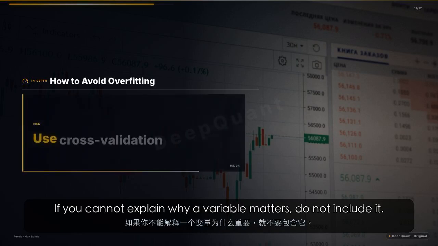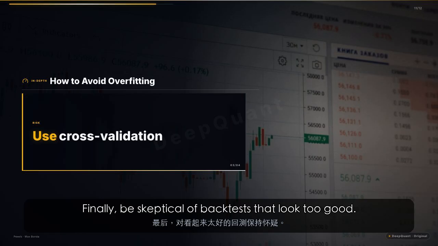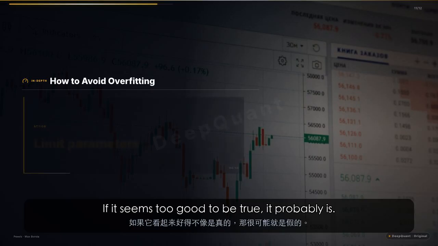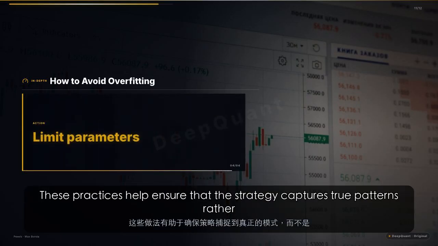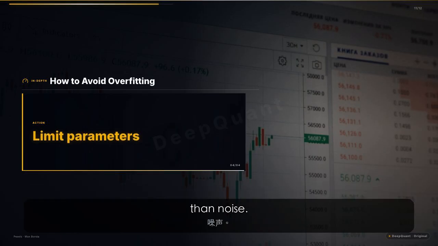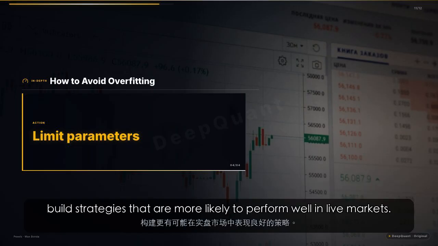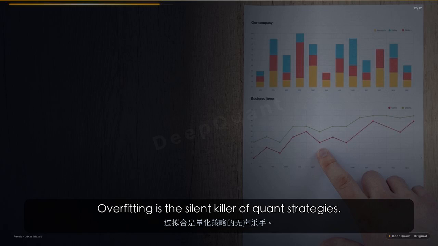Fifth, ensure every feature has an economic rationale. If you cannot explain why a variable matters, do not include it. Finally, be skeptical of backtests that look too good. If it seems too good to be true, it probably is. These practices help ensure that the strategy captures true patterns rather than noise. By following these guidelines, you can reduce the risk of overfitting and build strategies that are more likely to perform well in live markets. Overfitting is the silent killer of quant strategies.